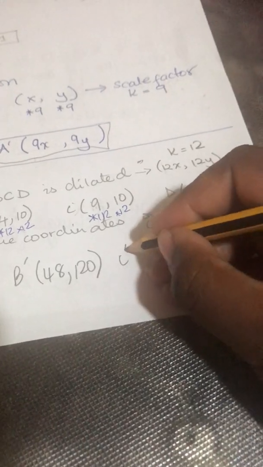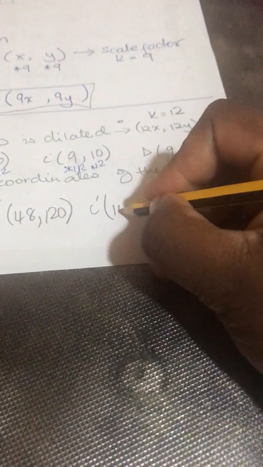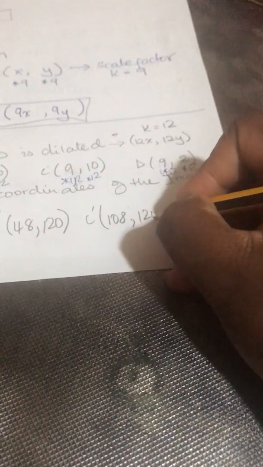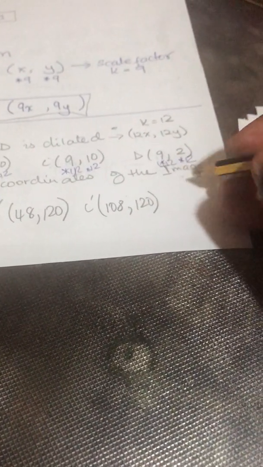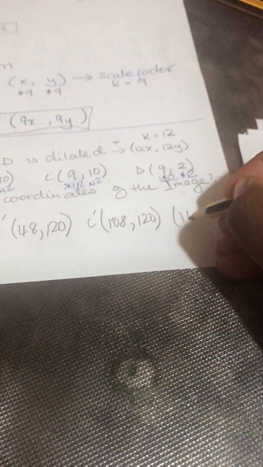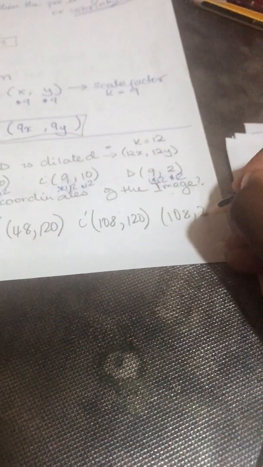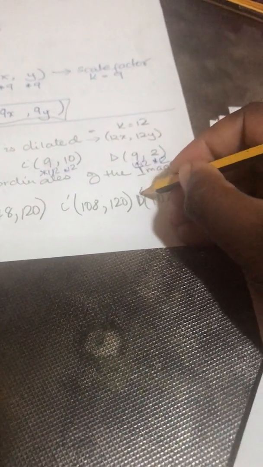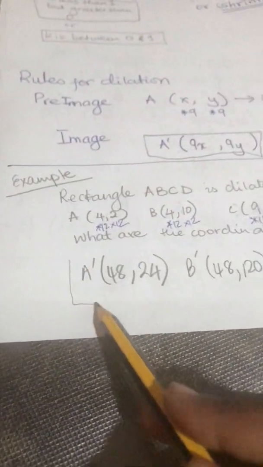C prime will be, what is 9 times 8? That will, 9 times 12, 108. 108 and 120. And here will be 108 and 24 for D prime. And this is your image.